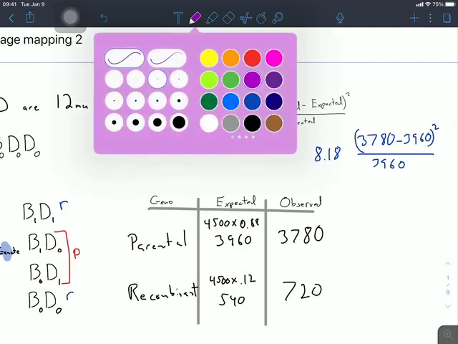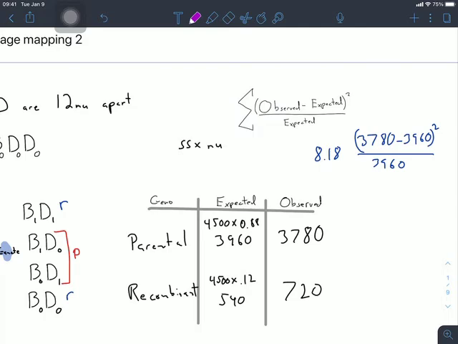Just for a sanity check, of course, you're not going to forget to go and do your recombinant type. So if the parental's done, we have to make sure to remember the recombinants. So we'll set that up. The observed being 720 minus the expected 540. Squaring, divided by 540. And then we'll have to add those two values together.